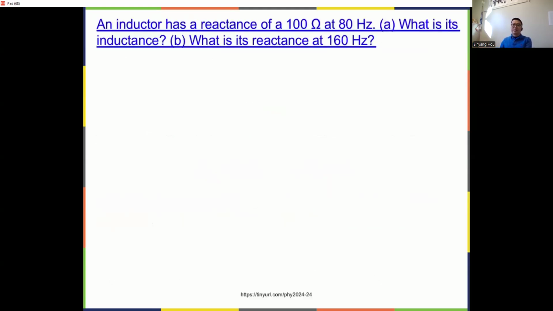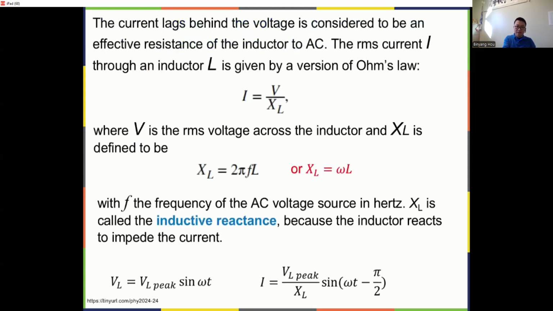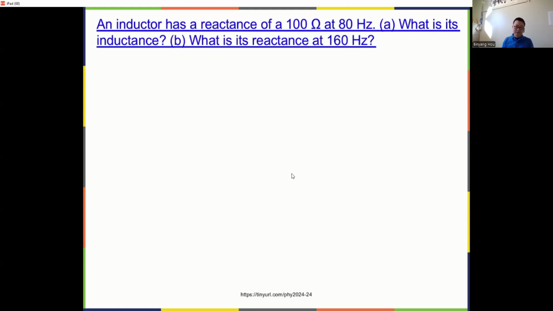All right, so let's take a look at this example. First example says an inductor has a reactance of 100 ohms. I forgot to mention the SI units for inductive reactance. It is similar to resistance, so it has SI units of ohms, okay? So let's take a look at this.